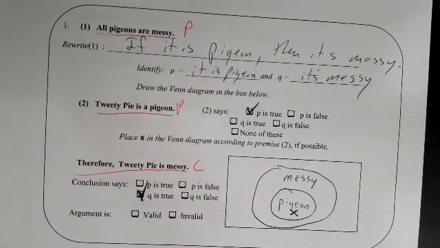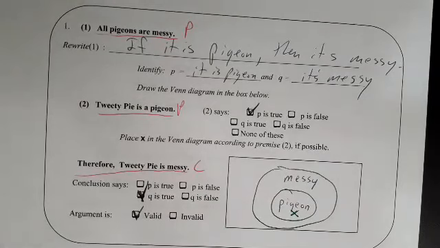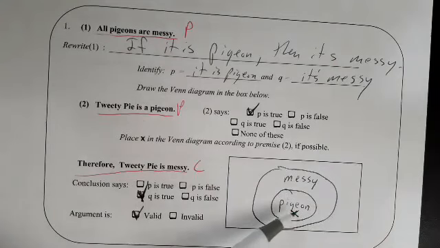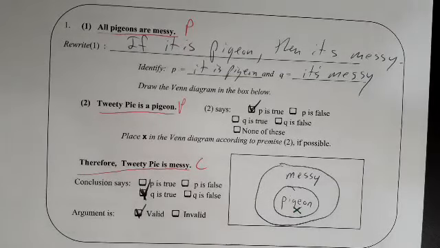Is this a valid argument? Yes. You're saying it's valid. And let's check why this is valid. So if we put our X with Tweety Pie being a pigeon, is it also guaranteed that Tweety Pie is going to be messy? Yes. By this picture, it is absolutely guaranteed. There's no way you're going to put an X in pigeon without making it also within the messy circle. So this is valid logic.